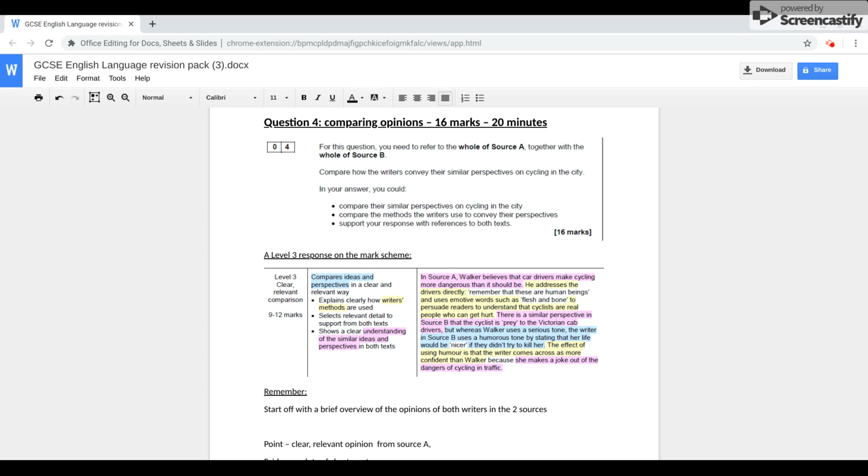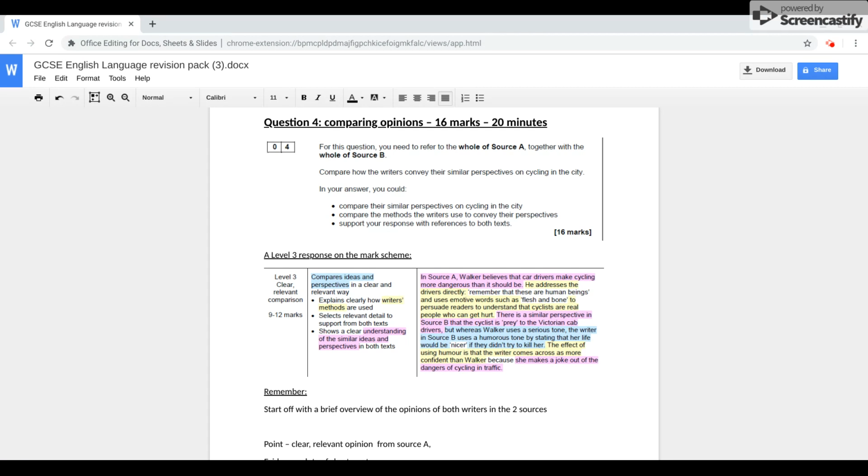So for this one, compare how the writers convey their similar perspectives on cycling in the city. Again, we're looking for similar perspectives. So logic dictates if the viewpoint of source A is positive, then it will be positive as well on cycling in the city in source B. If it's differences we're looking for and it's positive in source A, then logic will dictate that we're looking for a negative response in source B.